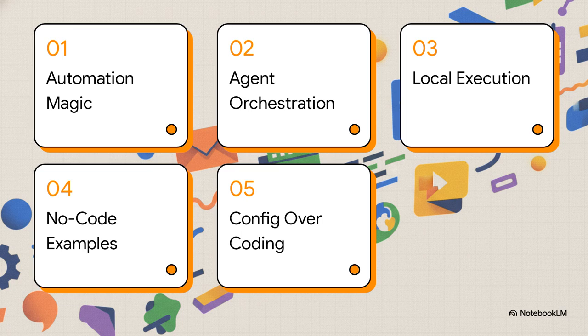Here's our roadmap for The Explainer today. First, we'll cover the automation magic trick. Second, the brain, which is agent orchestration. Third, the engine, or local execution. Fourth, some real-world no-code examples. And finally, configuration over coding.